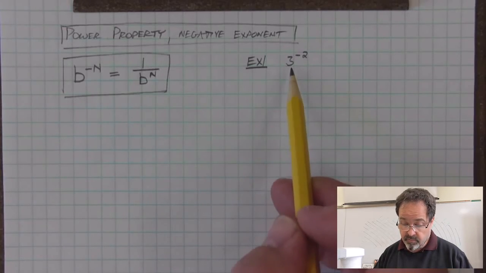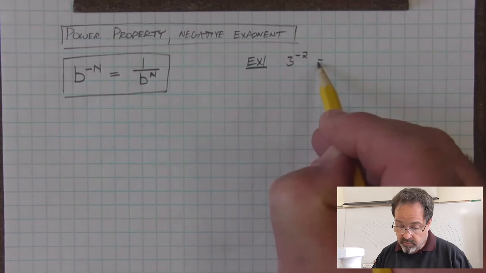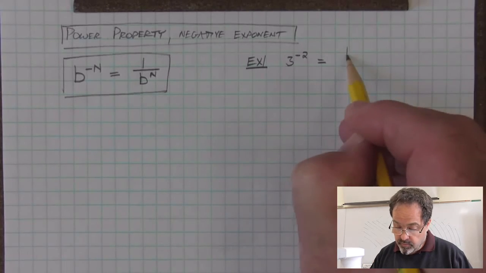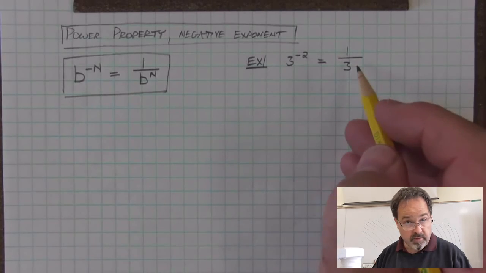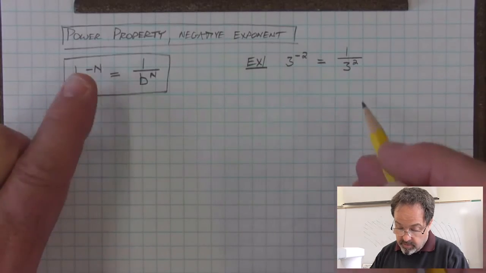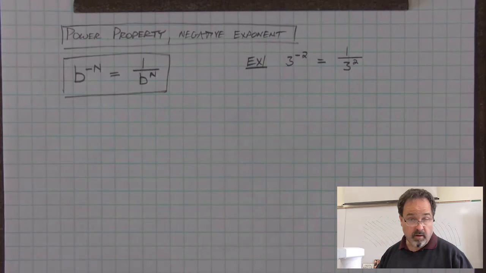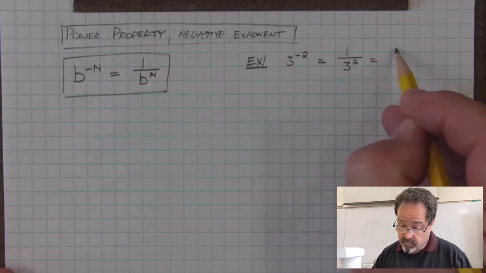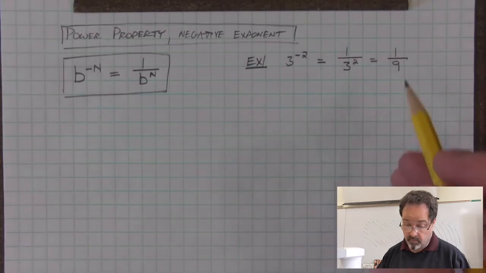But in this case, if we use the property, 3 to the negative 2, we can convert this by showing it as 1 over that same base 3 and then change the sign of the exponent. It was negative, make it positive. 3 squared is something that I'm familiar with thinking about. 3 times itself. 3 squared is 9, so we could simplify this further as just 1/9. And we're finished.